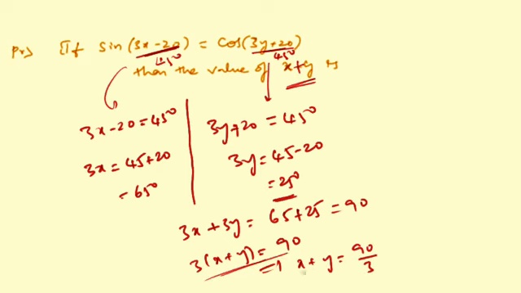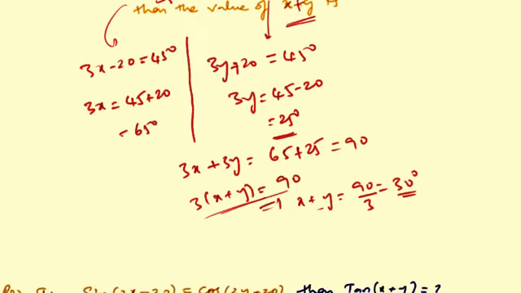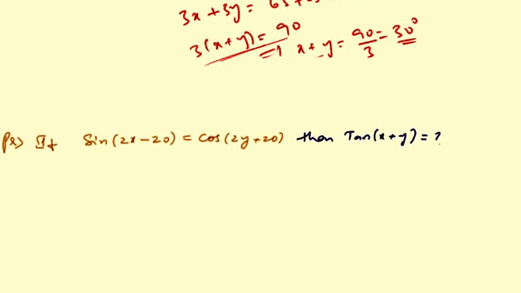3 times x plus y is 90. So out of this, x plus y I am taking. So 3 goes this side, it will become like this. So x plus y is nothing but 30 degrees. This is how you can solve the problem easily. The basic thing you need to know is what the values of the trigonometric ratios are, then it will be easy to solve the problem.